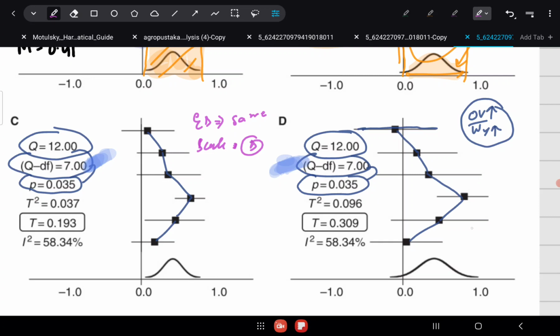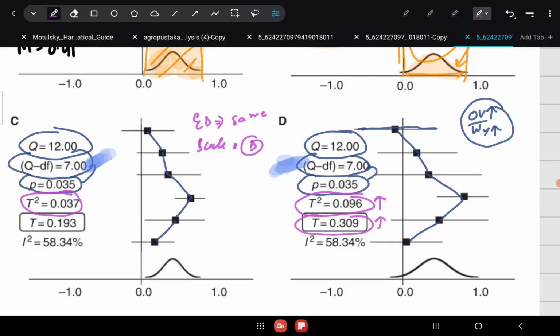Because the scale of dispersion is more for D, tau-square will be more for D as compared to C. We have discussed this before. So tau-square will be more for D as compared to C. Why? Because even though excess dispersion is the same, the scale is more for D. Then similarly tau will be more for D because tau-square was more.